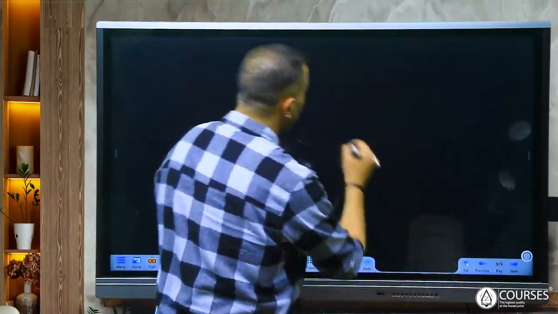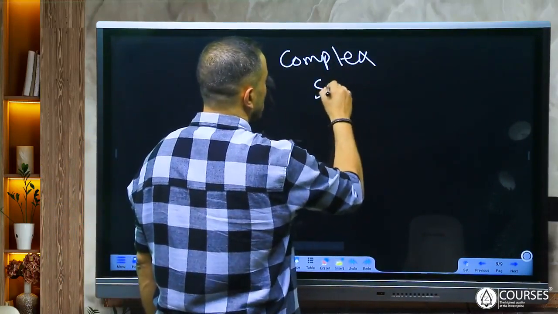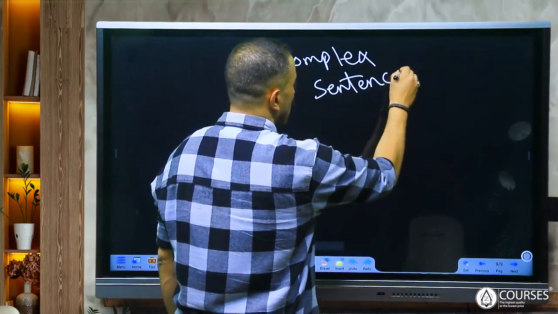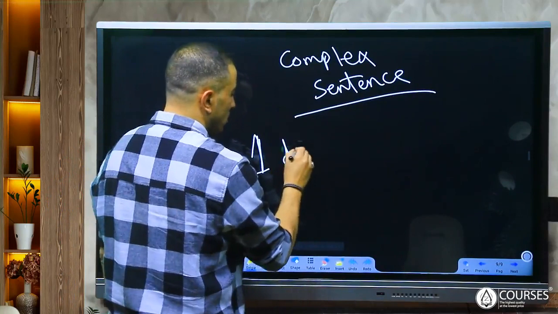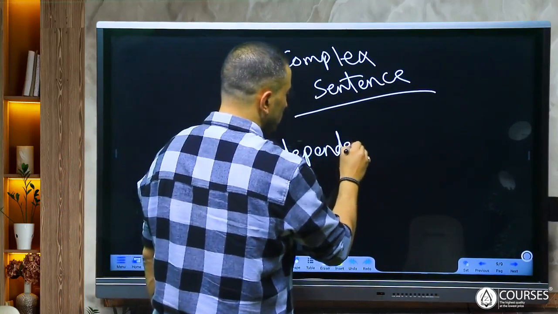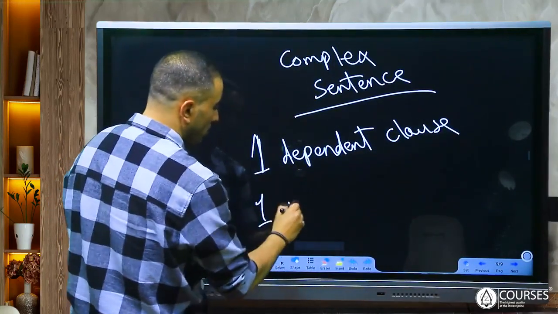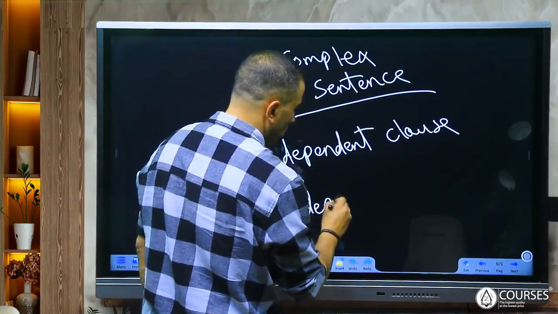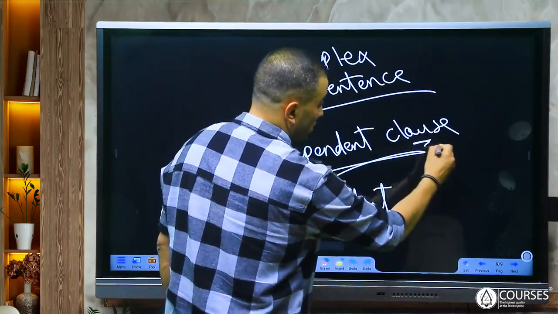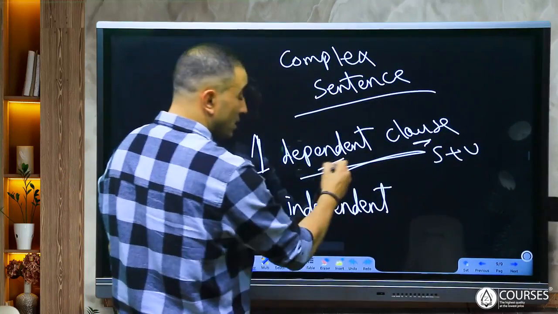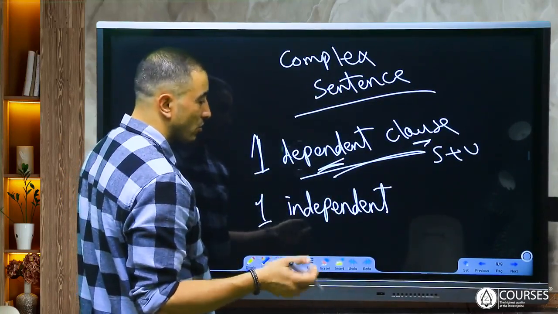The third type of sentence is the complex sentence. The complex sentence consists of one dependent clause plus one independent clause. The dependent clause means the subject plus verb. Dependent means it cannot stand alone by itself, and it doesn't give me a complete idea.